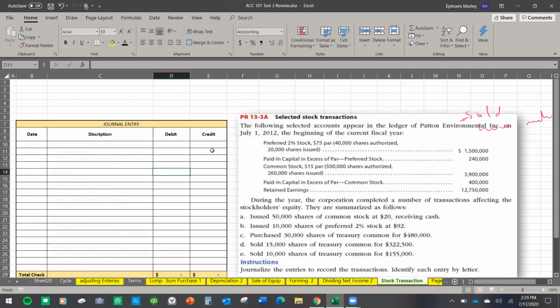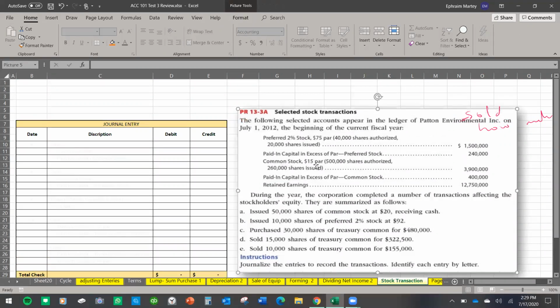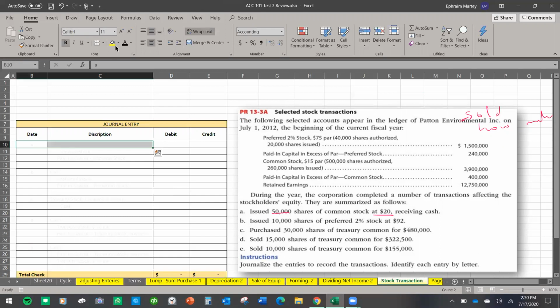Okay. So in this scenario, we have the data written already, right? But it says in A, issued 50,000 shares of common stock at, remember, notice the at, 20. Okay, receiving cash. Okay, so we know cash is coming in. We sold 50,000 multiplied by 20. That's how much cash is going in. Okay, it's coming in. But what is the worth of the common stock? Okay, we need to know how much the common stock is worth.